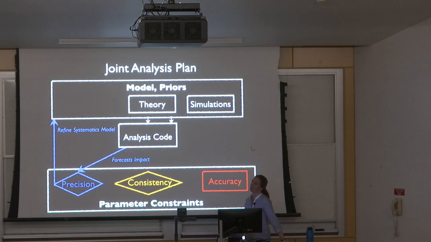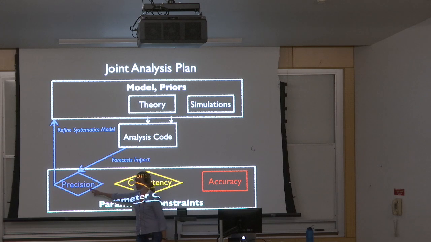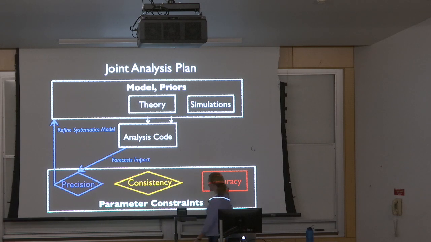So let me put that in a few cartoons. Right now, for LSST, we are in a situation where we don't have data, but we know that at the end, we want the best possible parameter constraints. So we want precision, small error bars. And we want accuracy. And we will get to accuracy by requiring consistency between different measurements. These two will only be possible once we have data. But right now, we can optimize for precision. That is, we forecast for each parameter on our list, how important is it?